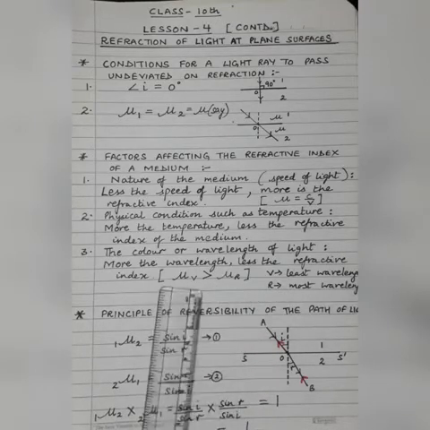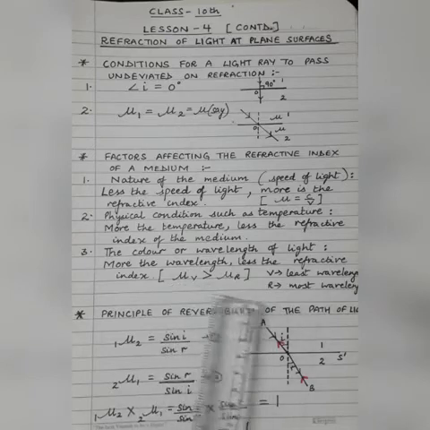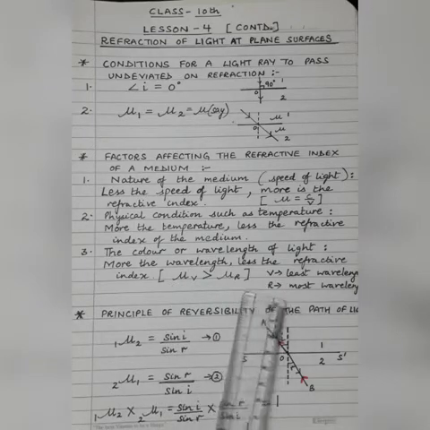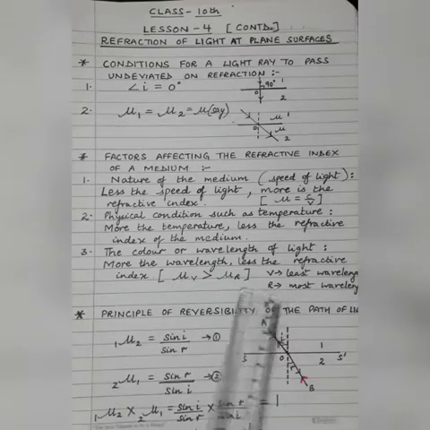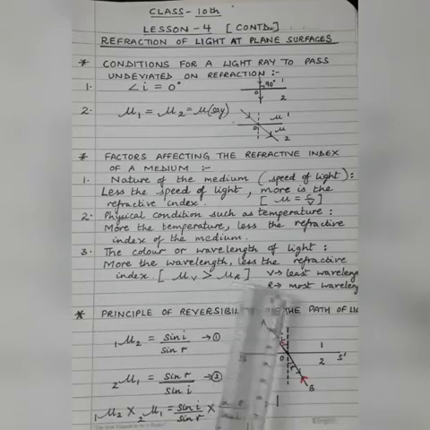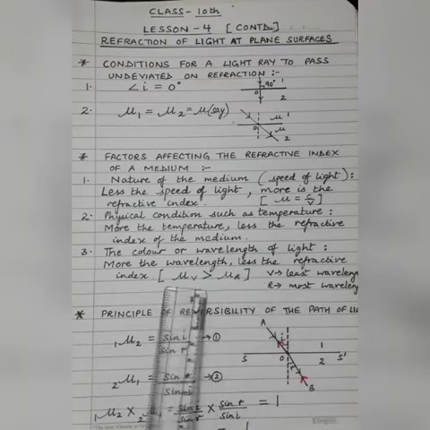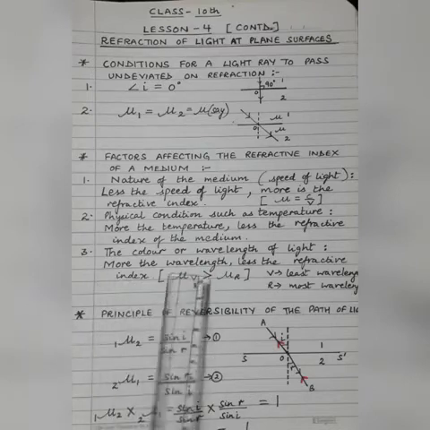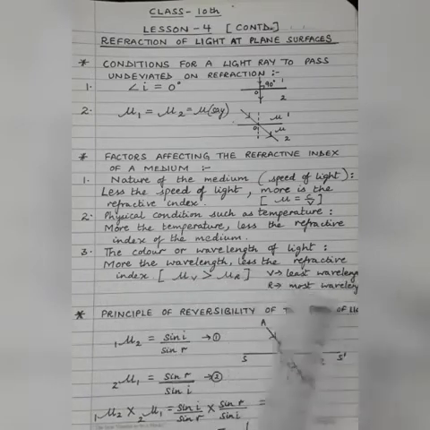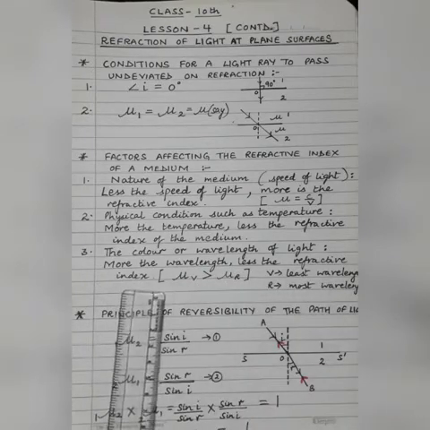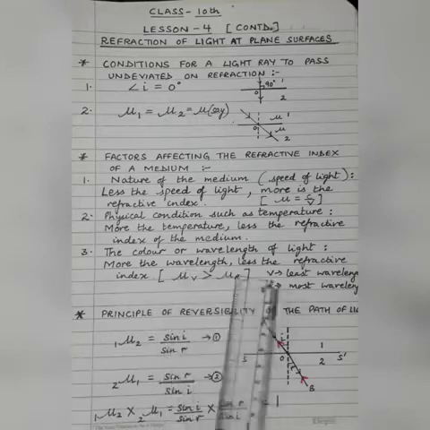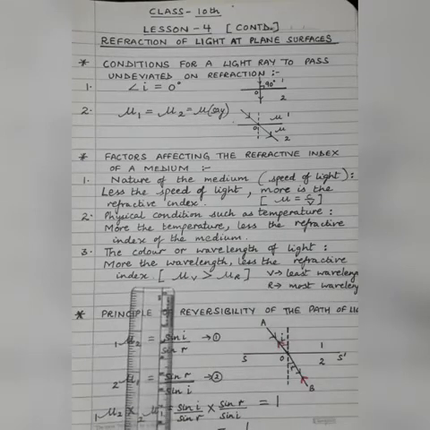That means the refractive index of violet is more than the refractive index of red. And the wavelength of red color is more than the wavelength of the violet color. Thus, more the wavelength, less the refractive index. And less the wavelength, more is the refractive index.